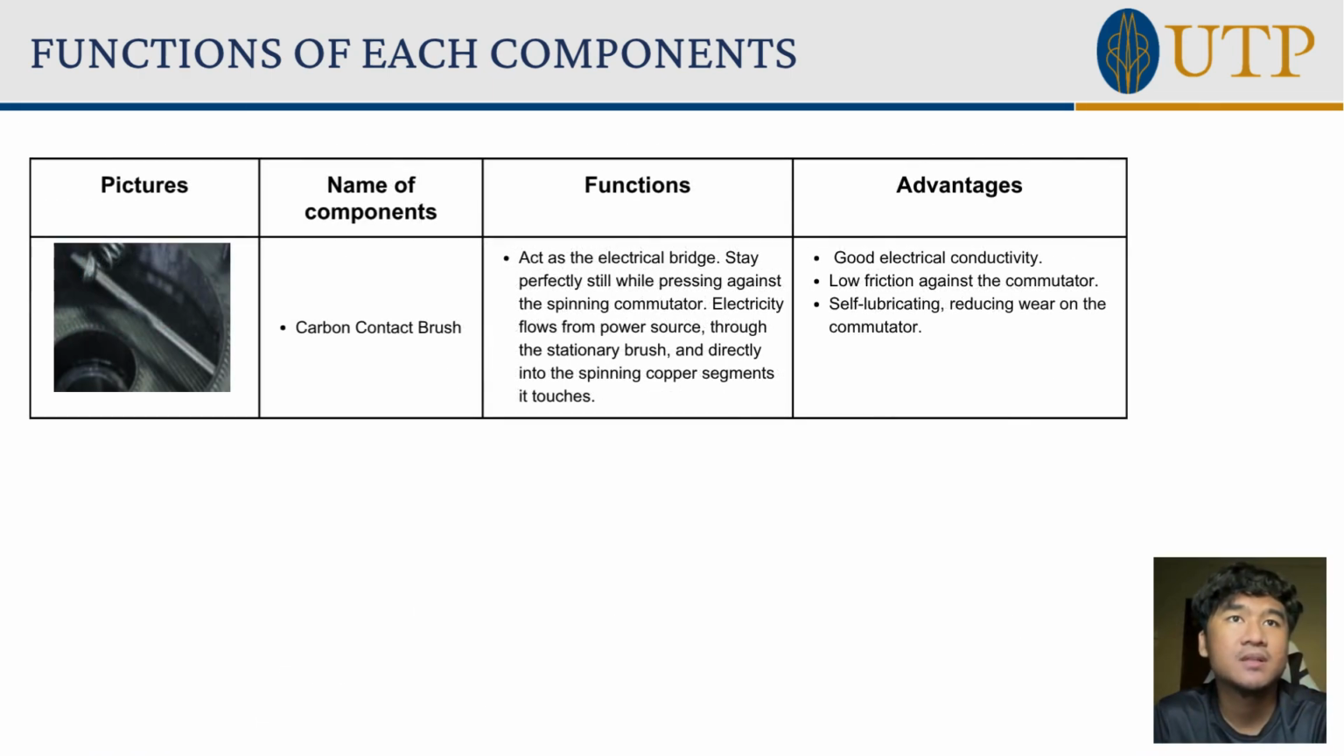And for the carbon contact brush, the brush stands completely still in the middle of the commutator, and it acts like a bridge for the electricity. So the power goes from your battery and then travels through this brush and goes right into the spinning commutator that it is touching, just like in the picture beside.